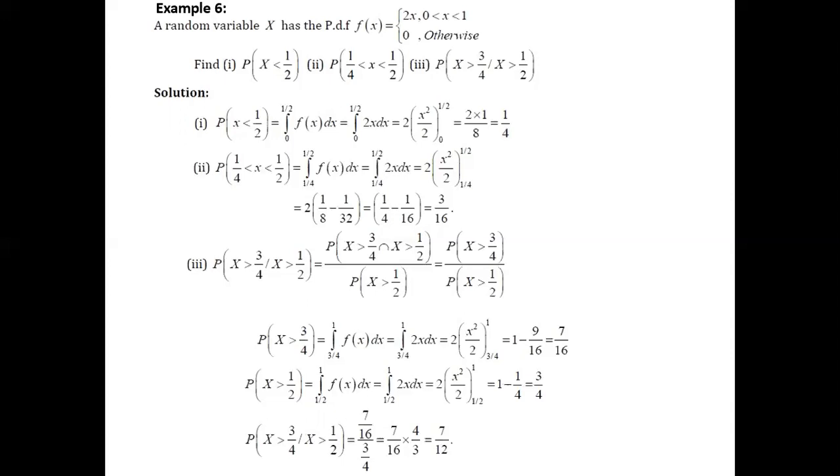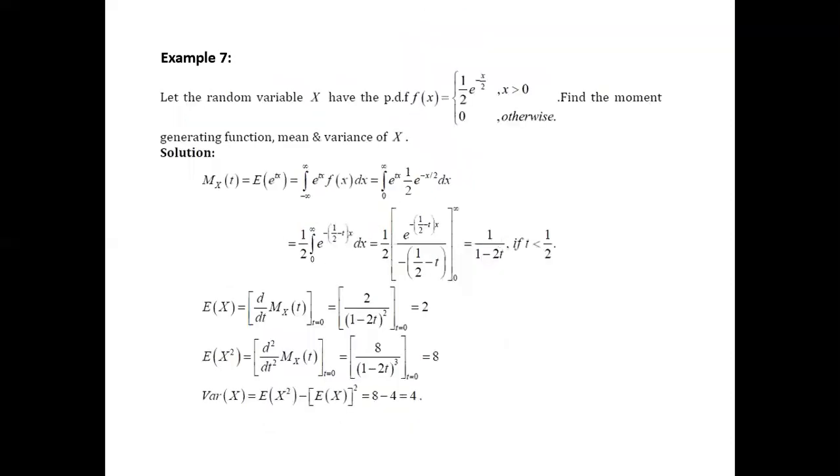Now we find the probability of x greater than 1 by 2, which equals integration 1 by 2 to 1 f of x dx. So the answer is 3 by 4. Now I want to find the probability of x greater than 3 by 4 given x greater than 1 by 2. So that is nothing but 7 by 16 divided by 3 by 4. Answer is 7 by 4. So I will move to the next problem.